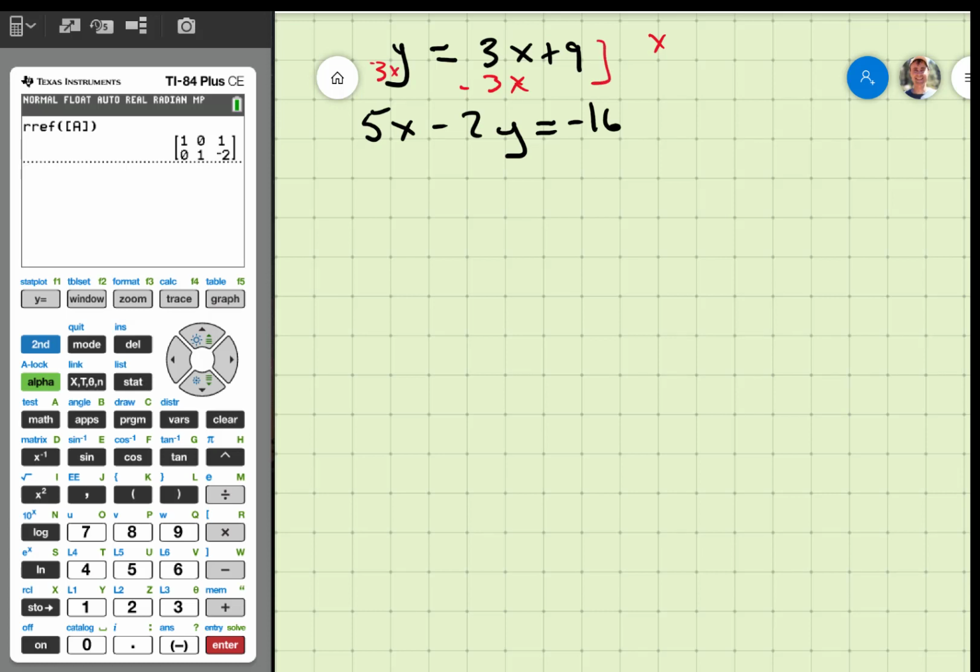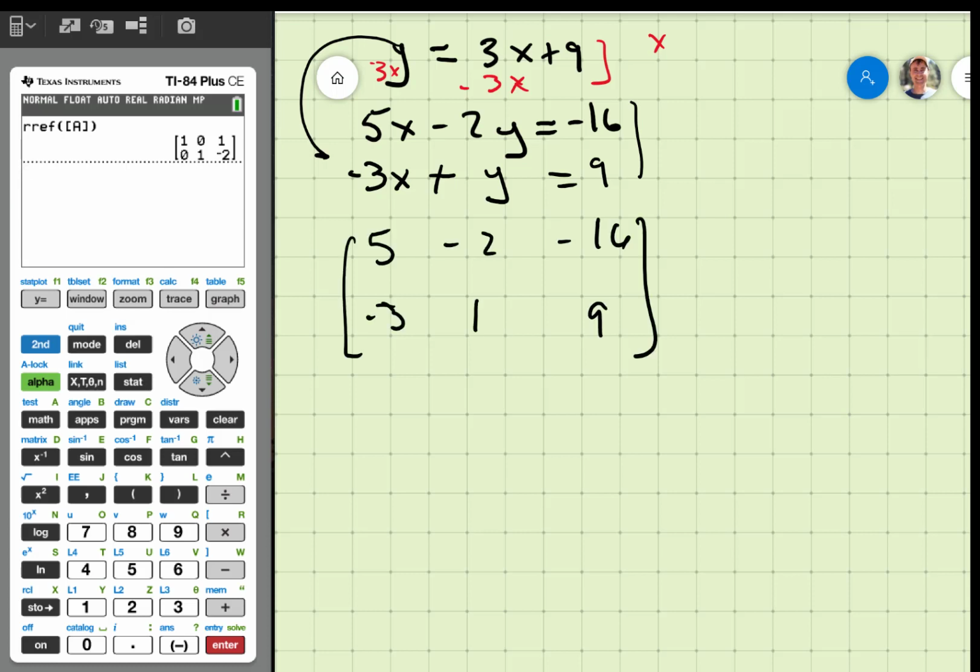and it's very crowded here, so I'm going to move that equation down below. Minus 3x. The y is positive, and 9 is positive. So I move that equation down below, and it's in standard form. So I'm going to make a matrix out of these two in there. So there's the matrix. Now I'm going to plug that into the calculator and solve this by the calculator.